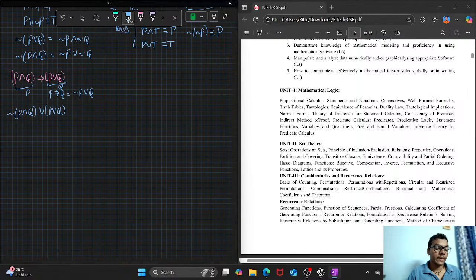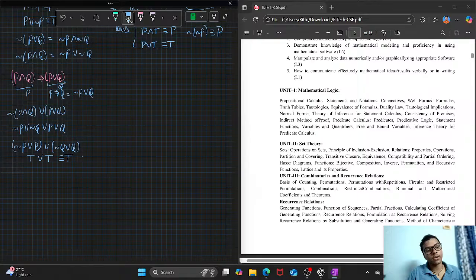And here you use De Morgan's law and you are supposed to distribute it. Negation of P or negation of Q or P or Q. All of these are ORs here, so there is nothing to worry about. And you can join them: negation of P or negation of Q or Q. And this is true and this is true. So the resultant is true. So it is a tautology. Got it?